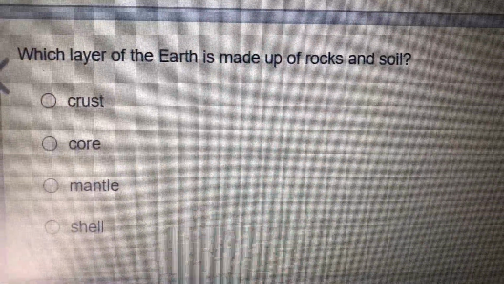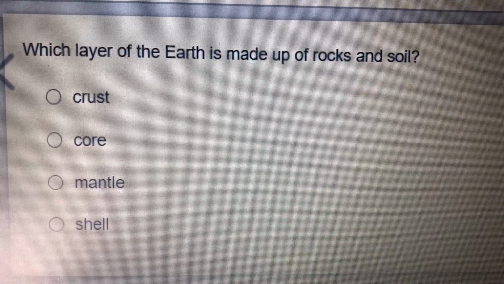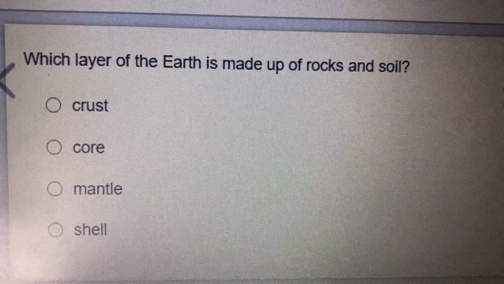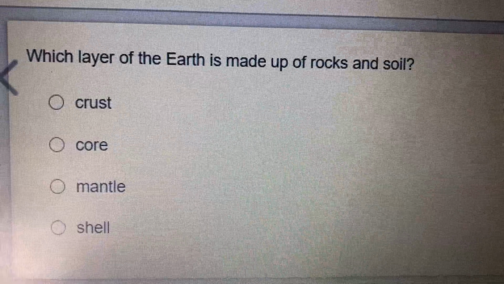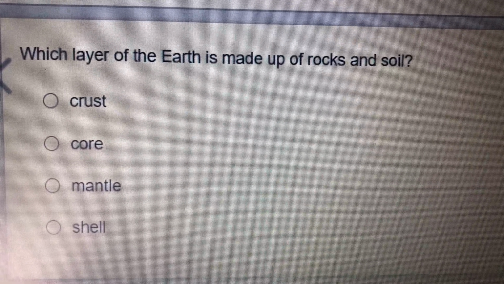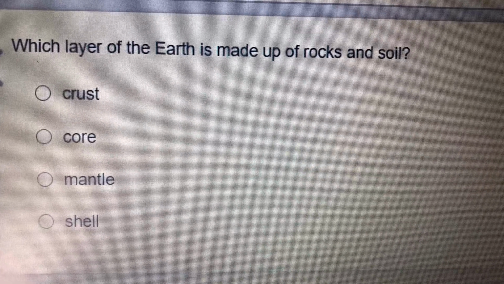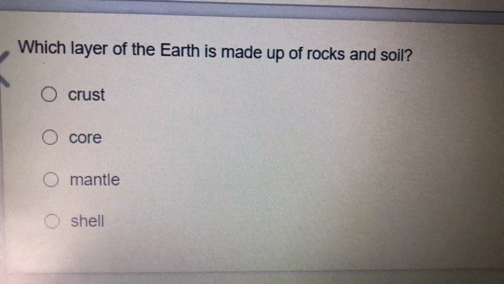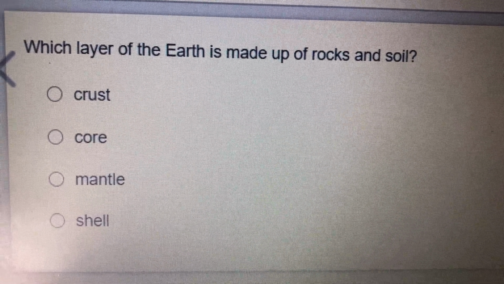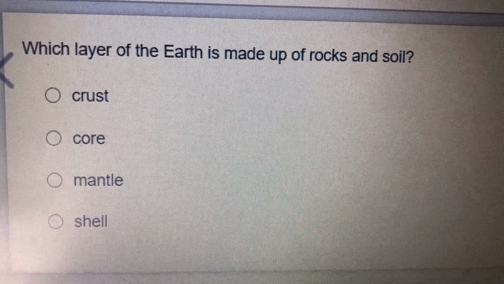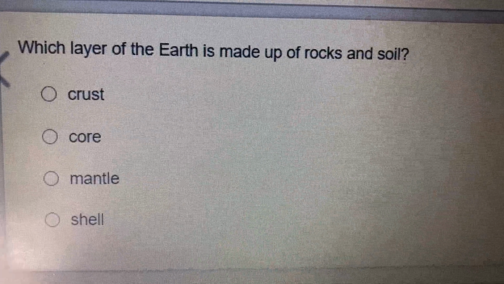The first question is very easy, okay? It's just recalling information. Which layer of the earth is made up of rock and soil? Is it the crust, the core, the mantle, or the shell? So it is made up of rock and soil. Which one is it?